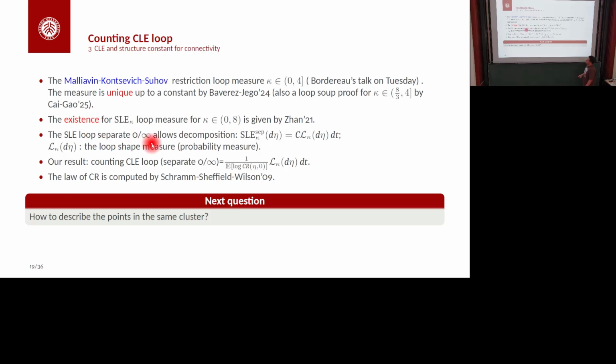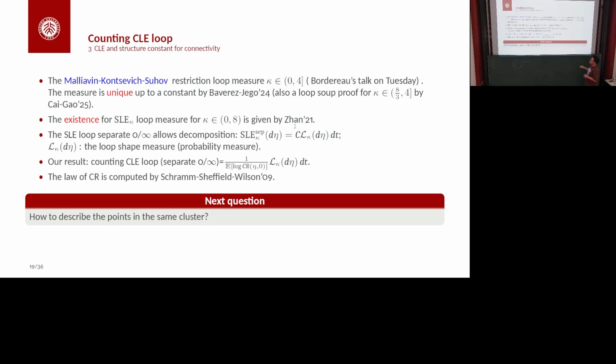We consider the SLE kappa loop separating 0 from infinity. Because of scale invariance, we can decompose the SLE loop measure, where separating means separating 0 from infinity, into a big measure times something called a shape measure, which is a probability measure. Basically, for an arbitrary Jordan loop, I can ask whether it touches the unit disk from the interior, and this one is called the shape measure. And the SLE kappa loop measure is this one times the big measure.